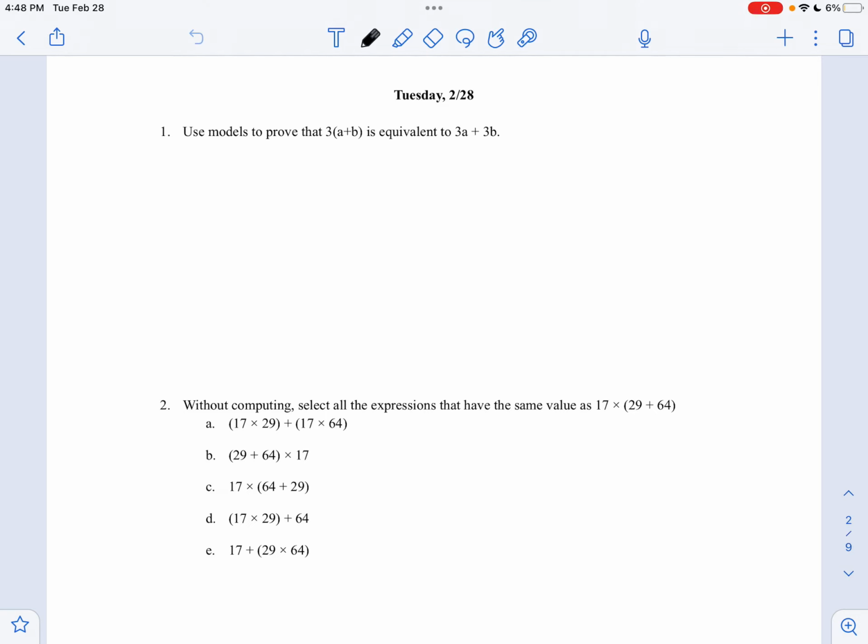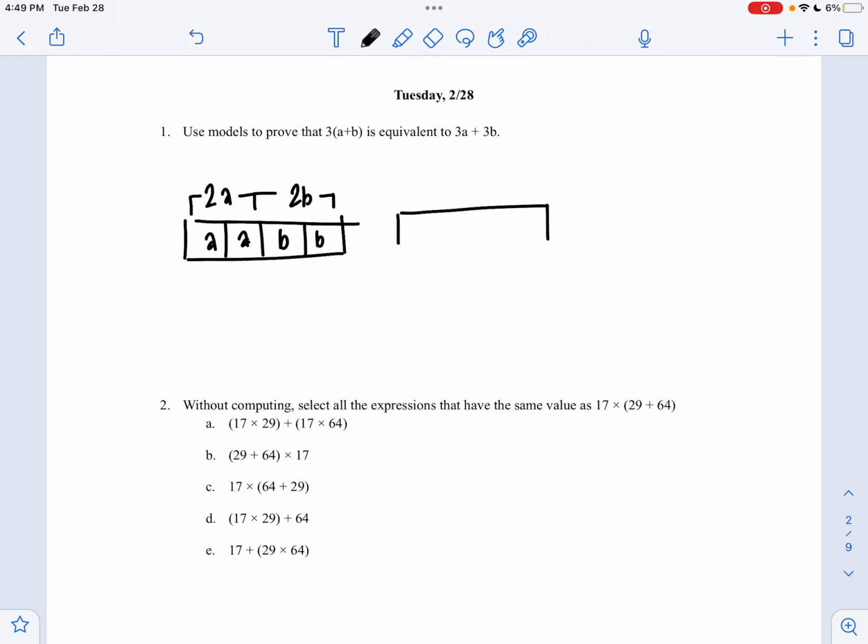In class, we covered how a model that looks something like this, 2 groups of A plus 2 groups of B, which is 2A and 2B, is equivalent to a model that's drawn like this: 1 group of A and B and a second group of A and B. So A plus B and A plus B.